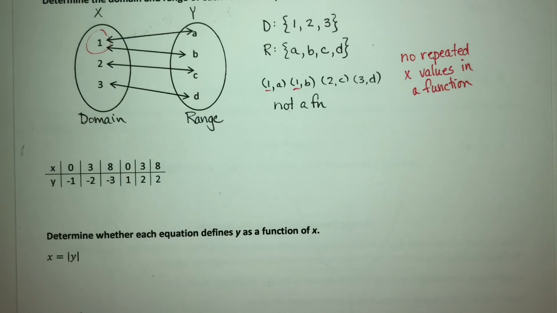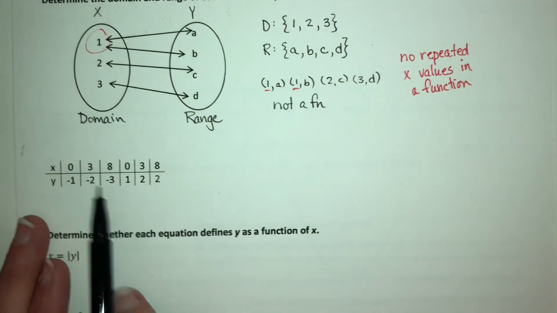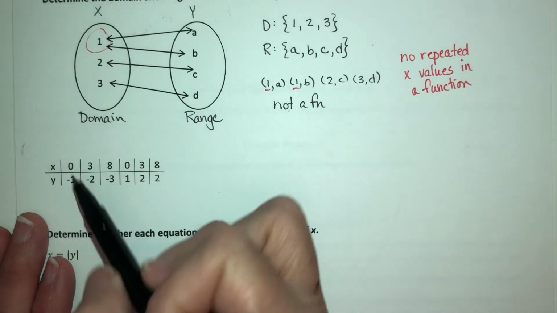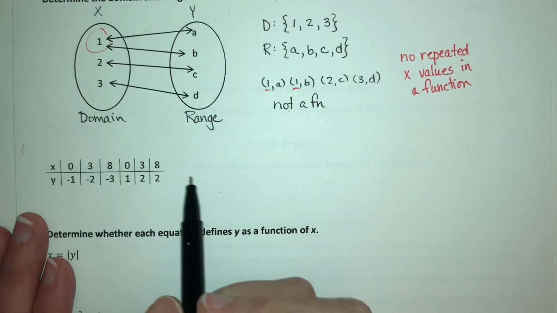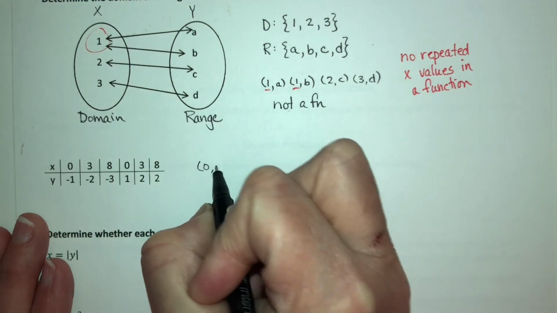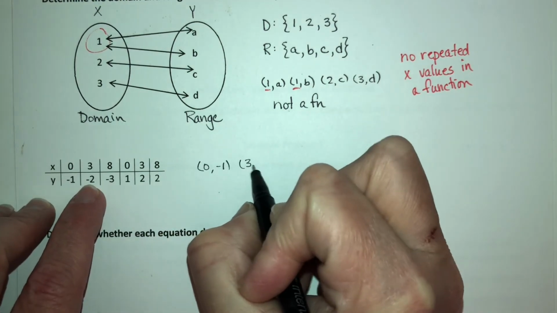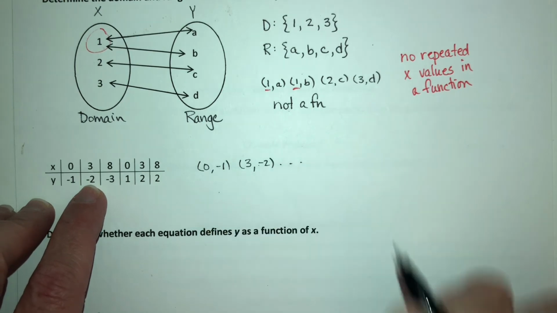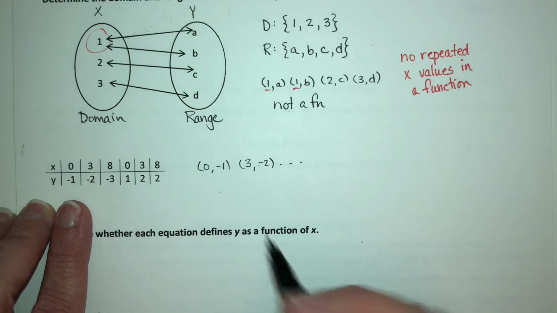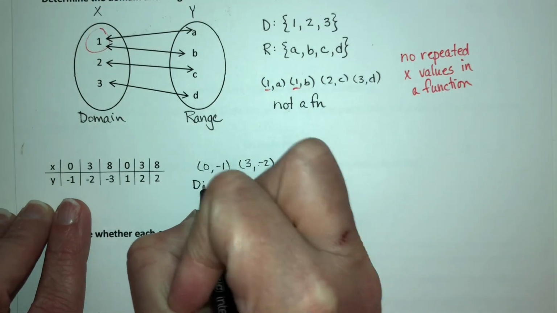All right, let's look at this one. It is the same type of problem, just written in a chart format rather than a picture. This is like a T-chart that's written horizontally. You have your ordered pairs here. So you have 0, -1, 3, -2, and so on. Okay? We're again asked to list our domain and range, so let's do that.